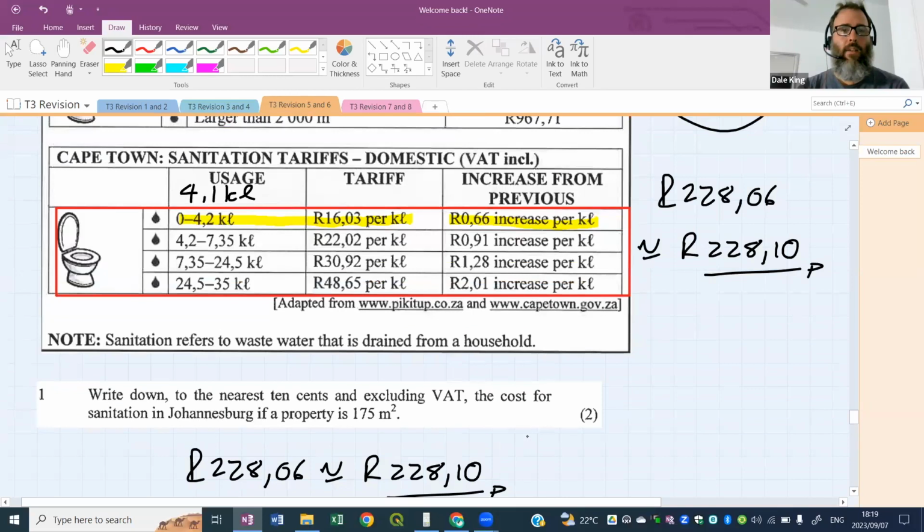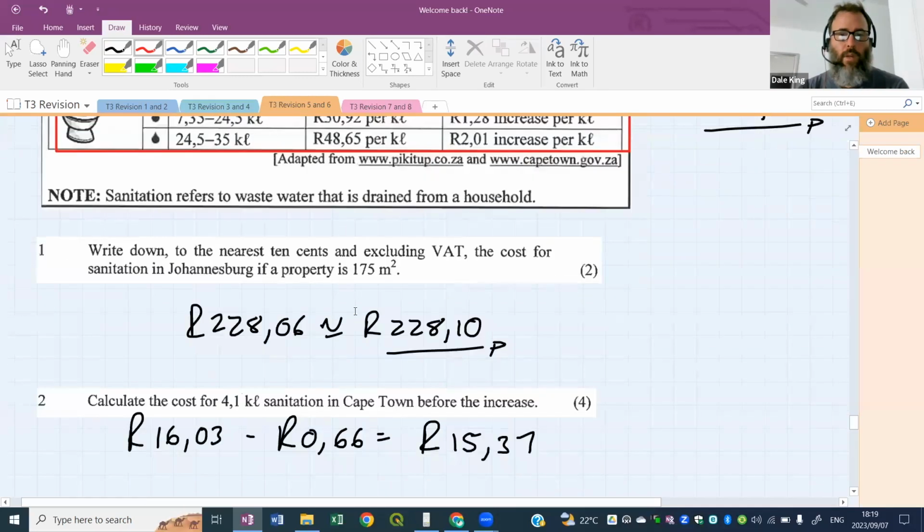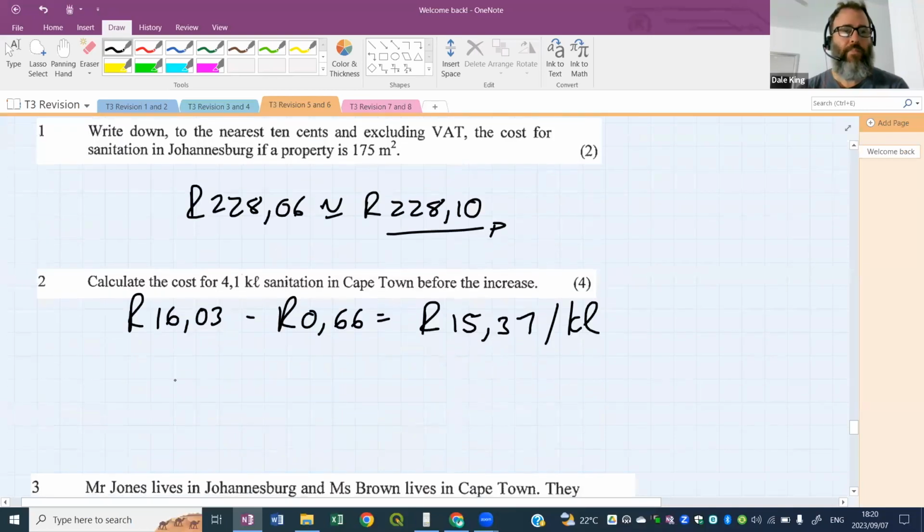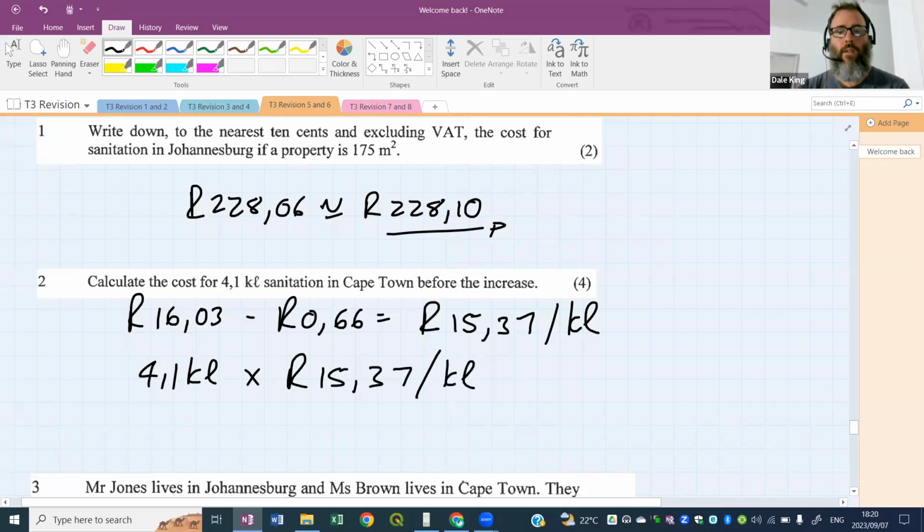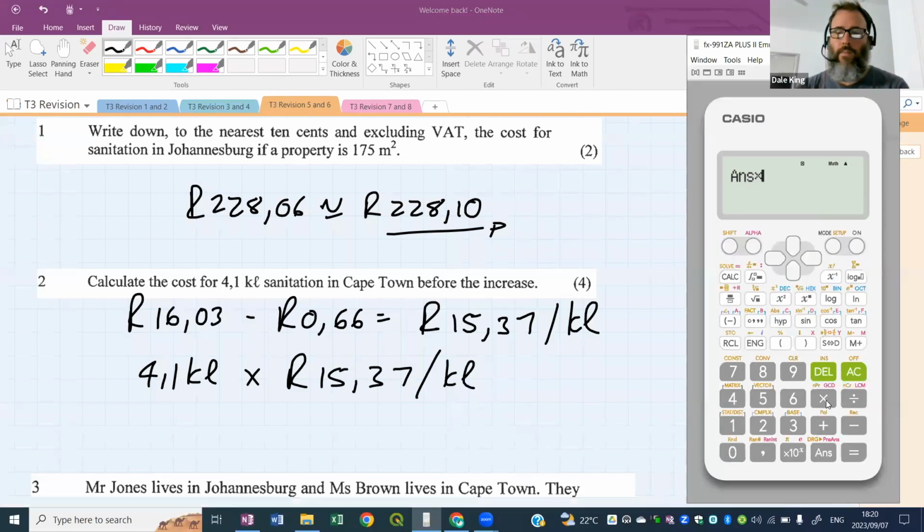All right. Now, like you said, we've got 4.1 kiloliters. There it is, I've written it there at the top. We're working in the first bracket. So the one we're working with is 15 rand 37 per kiloliter. And like you said, we must multiply them. Yes. So 4.1 kiloliters, and the price we are using is the previous price of 15 rand 37. That'll give me 63.017.